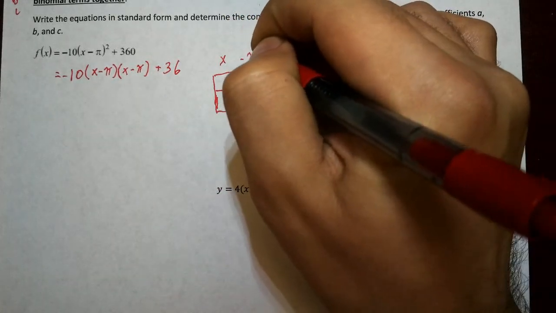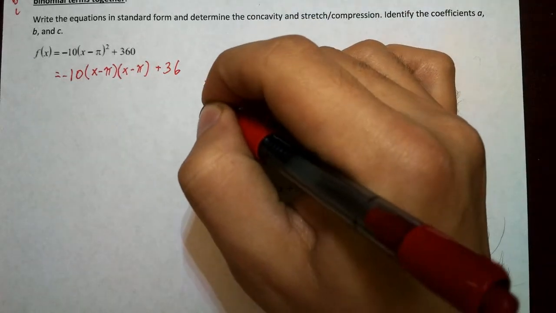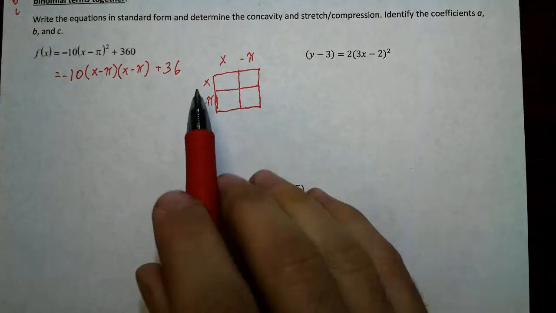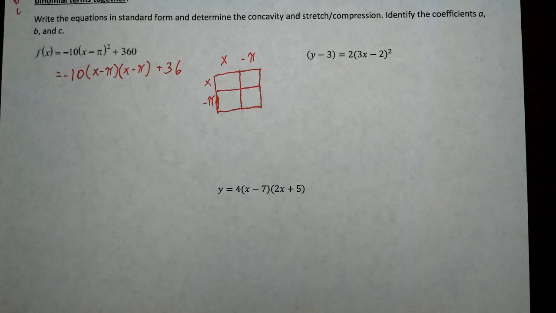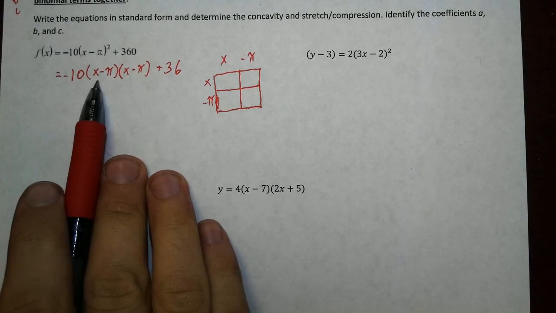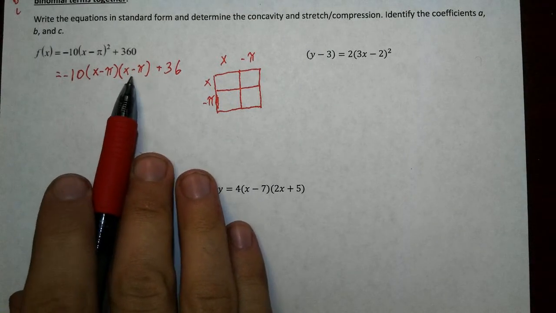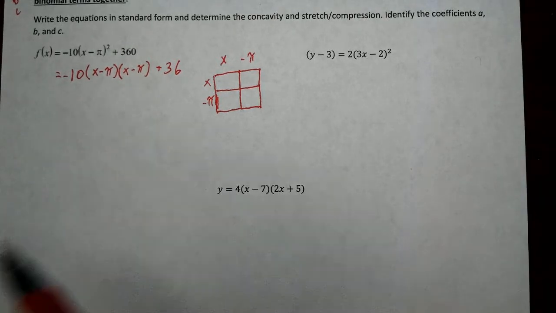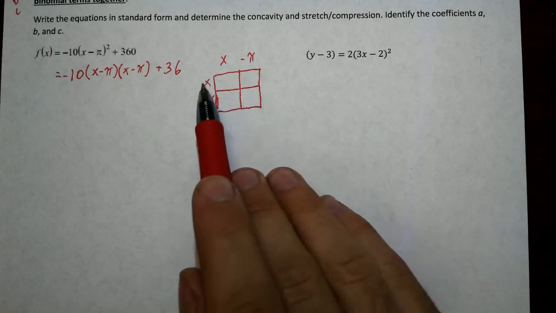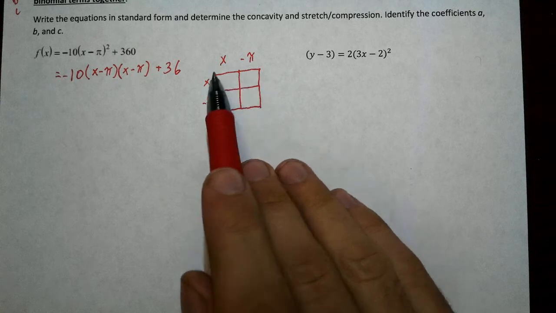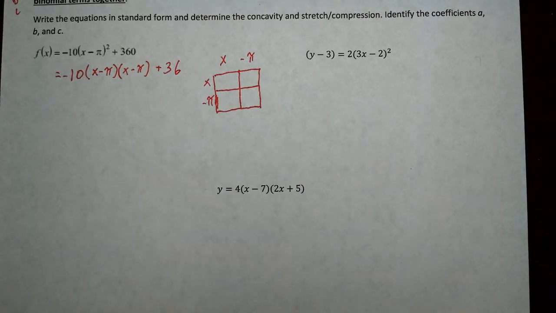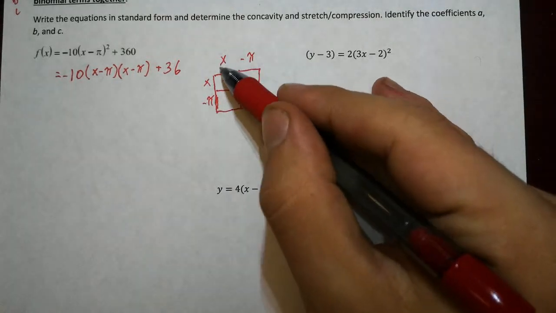x minus pi. And that's how we do the box method. We just write one of the terms for each square. In this case, we have 2 terms for each binomial, so we're going to do 1 term for each square, and 2 boxes total on each side. It's a 2 by 2, you can think of it like that. And then we go ahead and do the multiplication across.